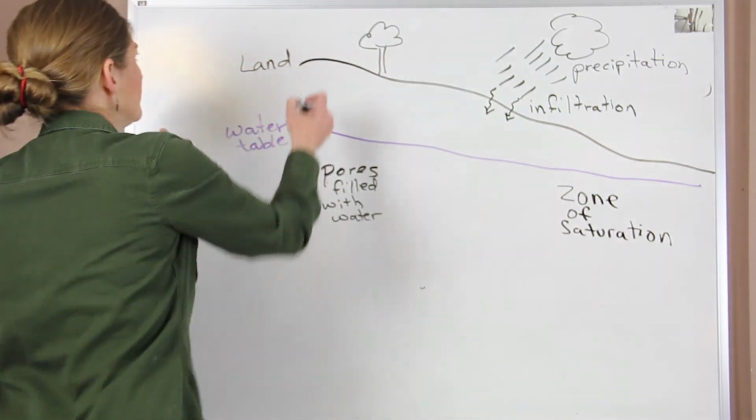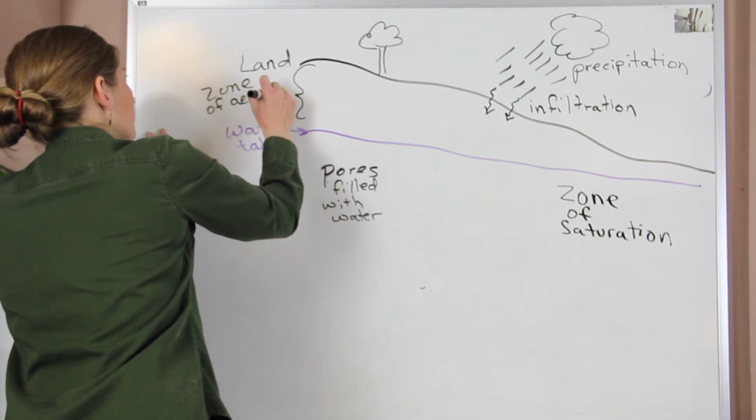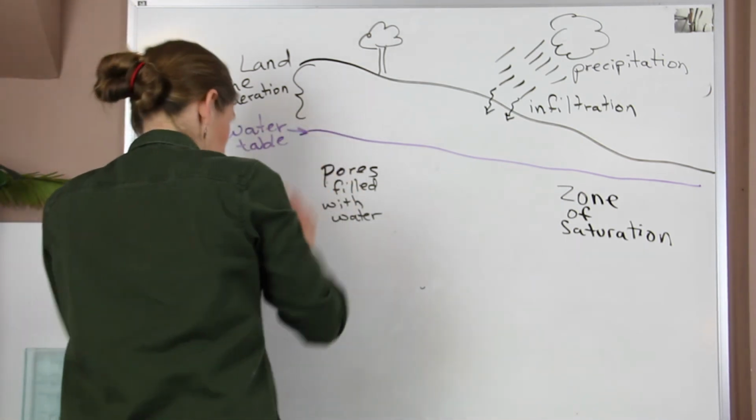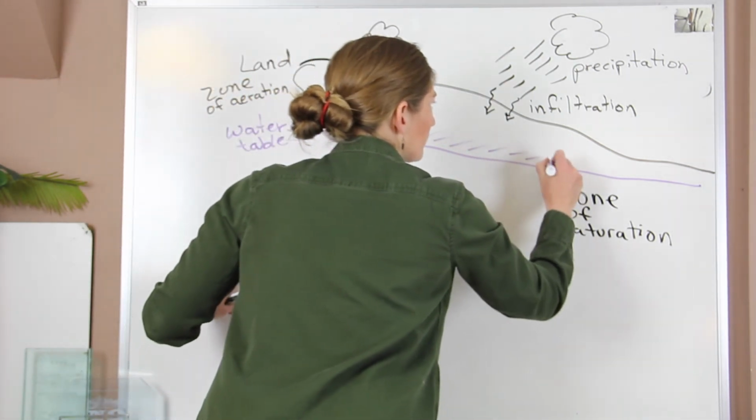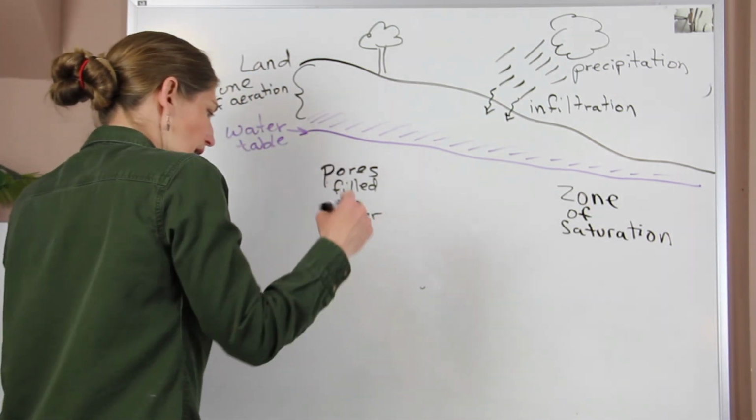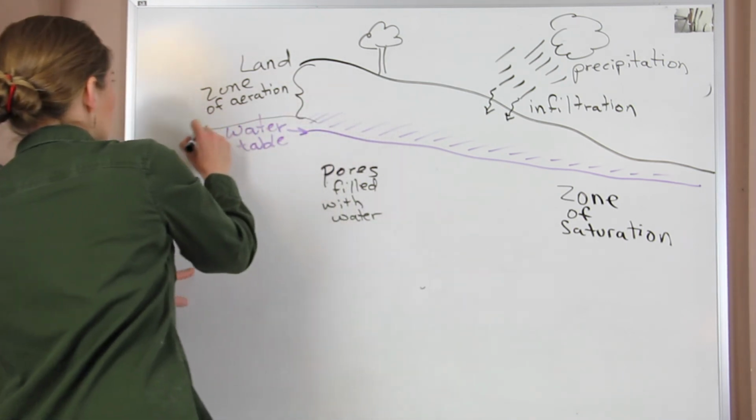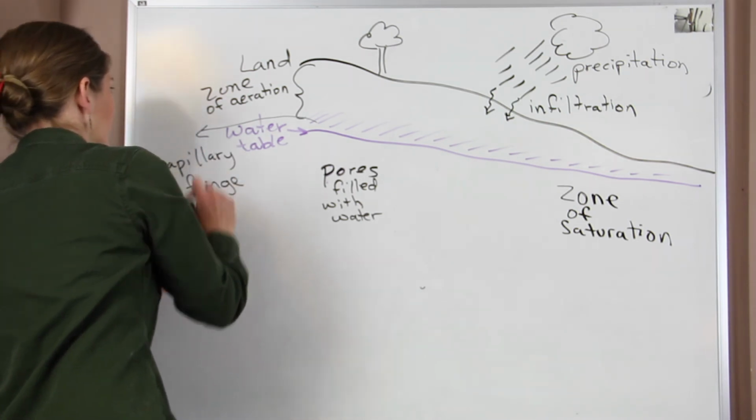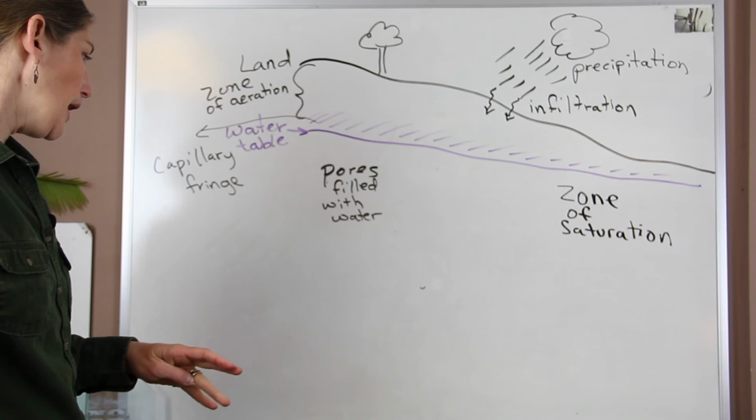Okay, the area above, so this is our zone of aeration. So we have some air that's present, and there will be some sort of transition zone right through here. So this is where it's kind of transitioning and there's more water present. And some people like to really point this out. This is the capillary fringe. So we'll write that over here. Capillary fringe. And that's just that transitional zone going down into the water table.